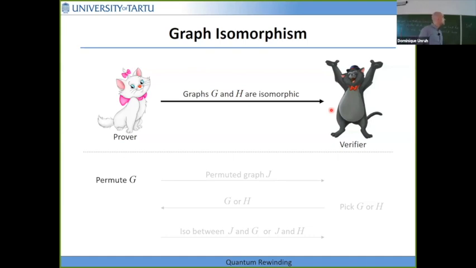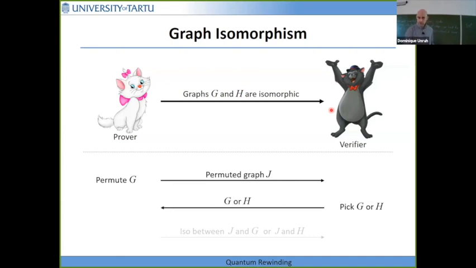The protocol works as follows. First, the prover takes the graph G, so one of the two graphs that are isomorphic, and permutes it and sends the result of permuting to the verifier. Now, this does not reveal anything about the isomorphism because the isomorphism hasn't even been used. Then the verifier sends a challenge, in this case of 1 bit. So it says whether it picks the graph G or whether it picks the graph H. So it chooses one of the two graphs.